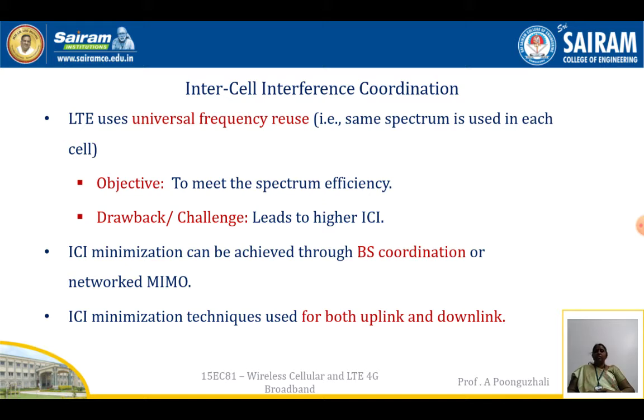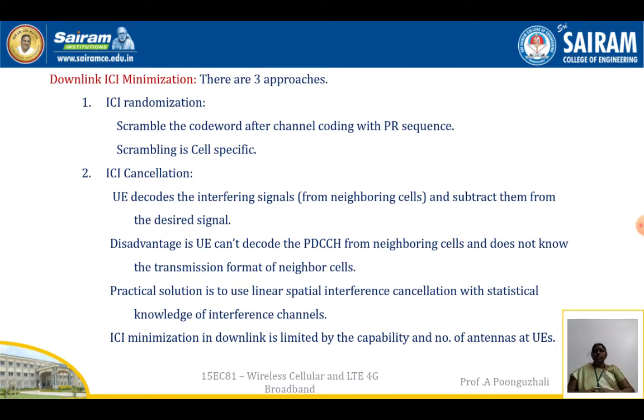So your ICI minimization techniques can be used both for uplink and downlink. First, downlink ICI minimization. There are going to be three approaches under this. One is ICI randomization, and next is ICI cancellation. ICI randomization is when, after the modulation has been done, a code word is generated, and this code word is scrambled after the channel coding with a pseudo random sequence. So here the scrambling is going to be cell specific in the case of ICI randomization.